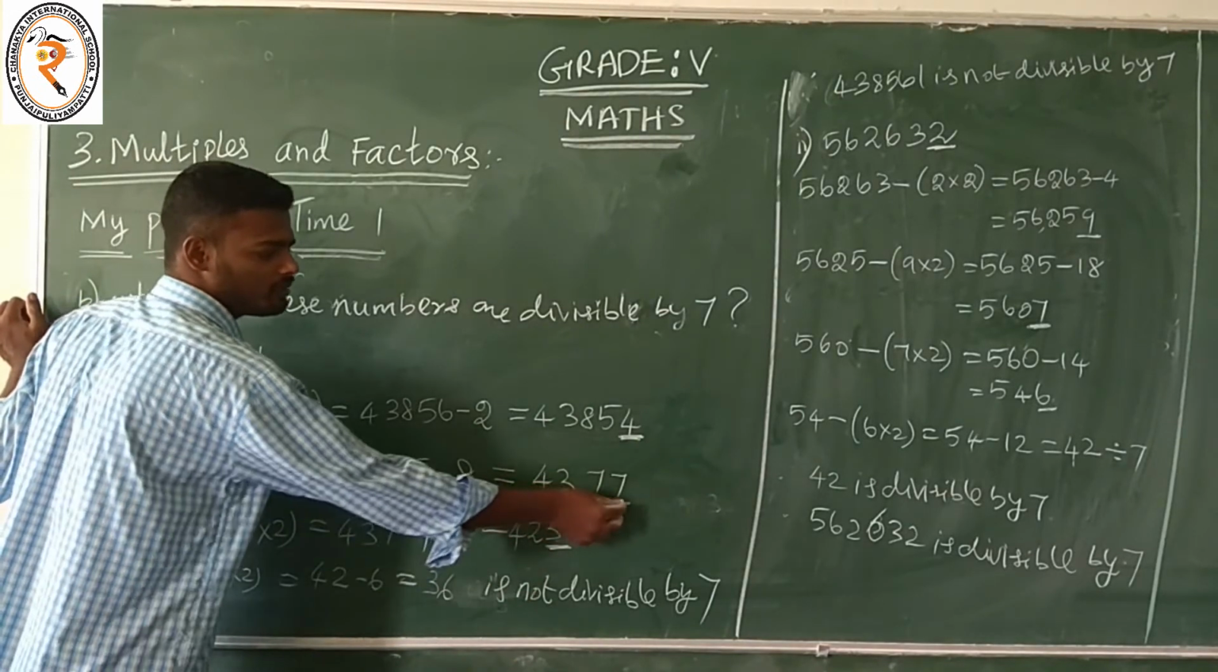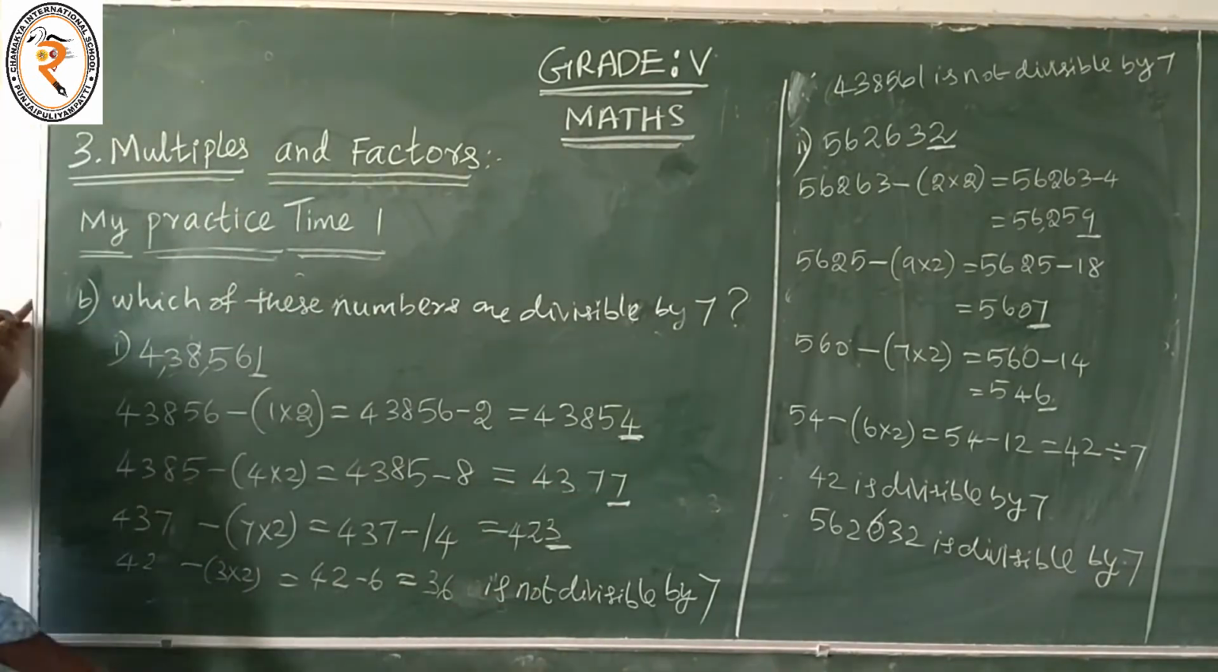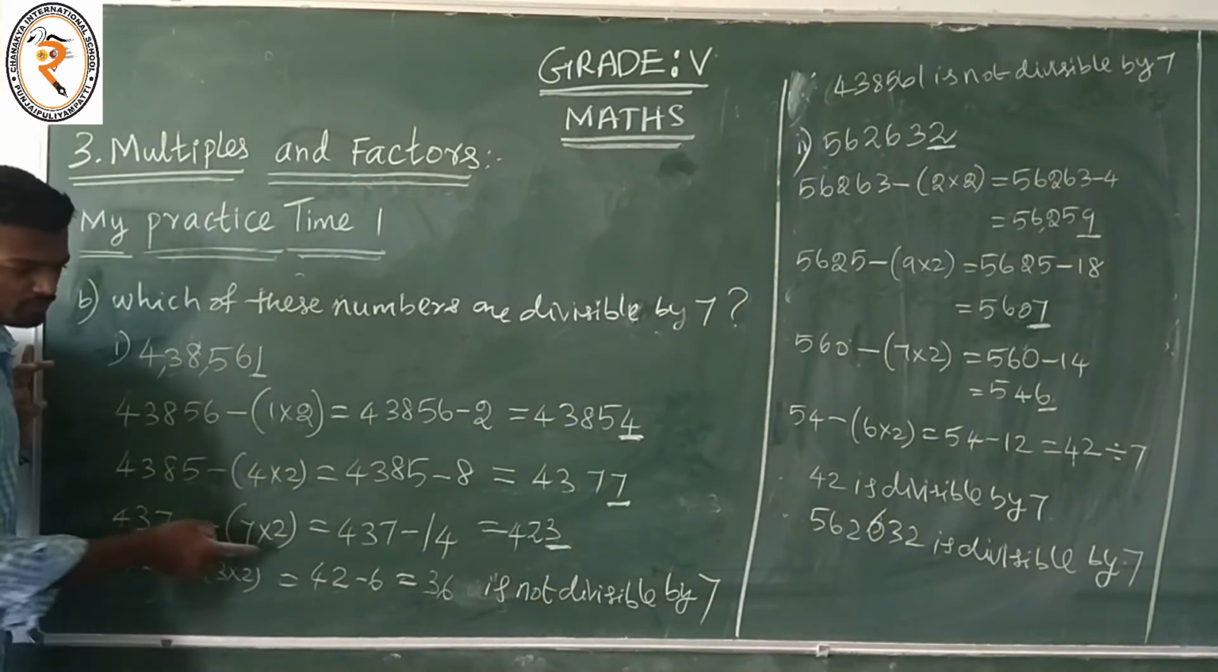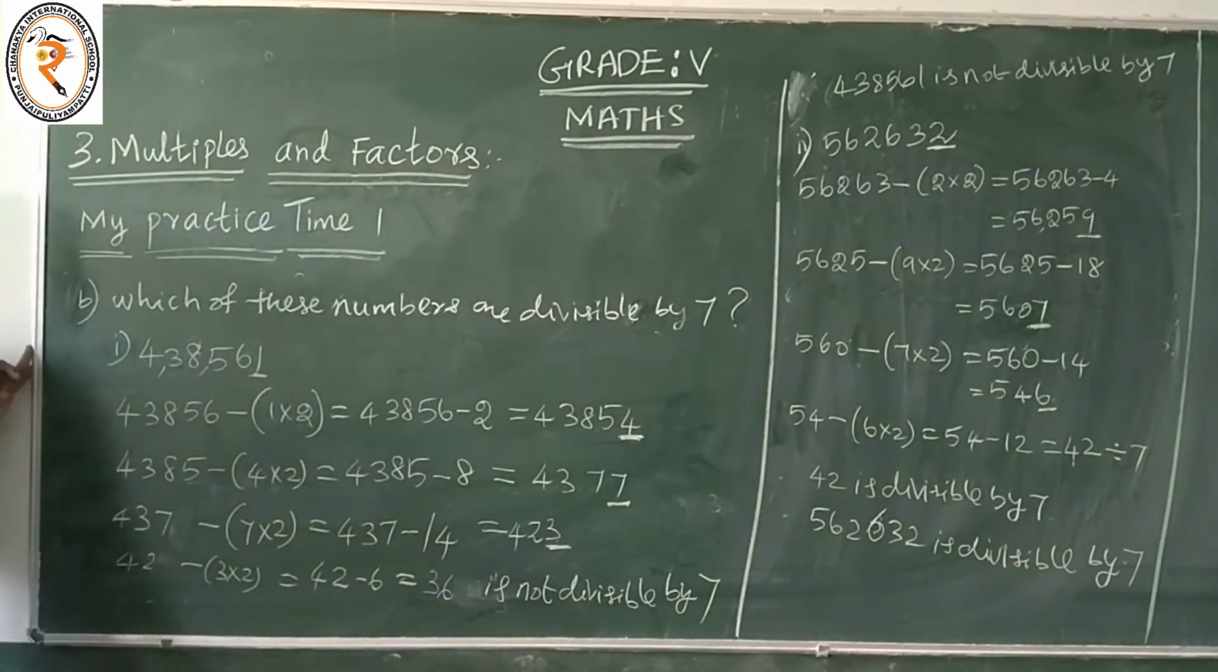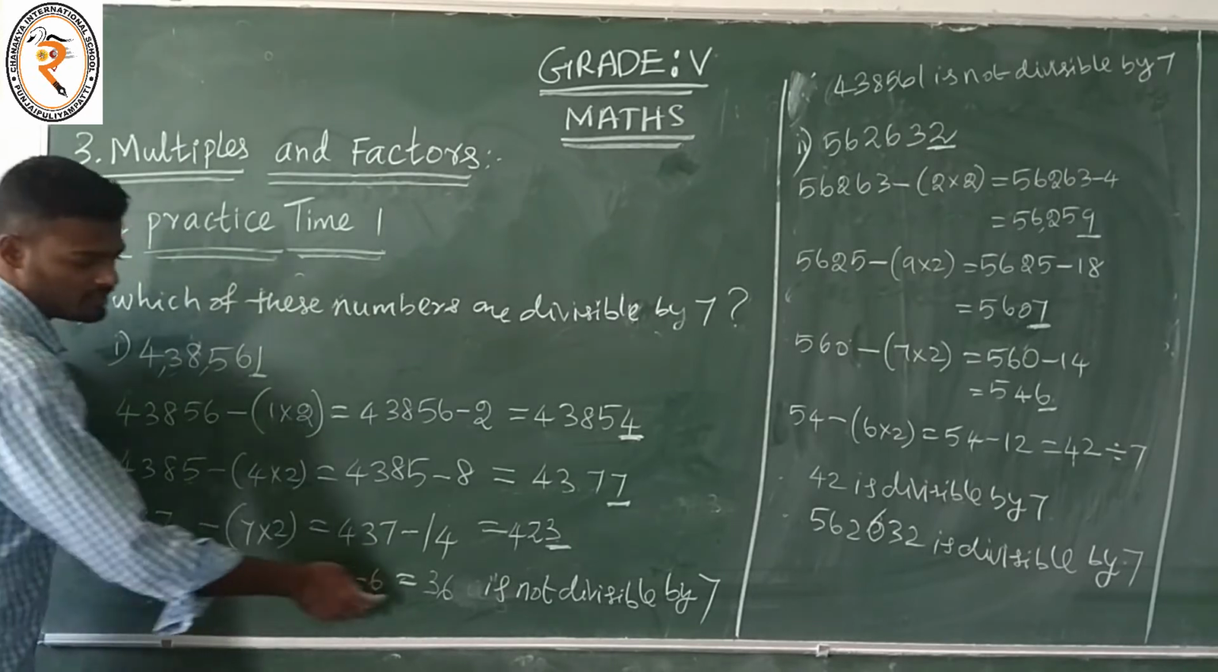4,377. Again selecting the ones digit number, multiplied by 2. We subtract the numbers: 423. Again selecting the ones digit number multiplied by 2, subtracting the two numbers, the answer is 36.